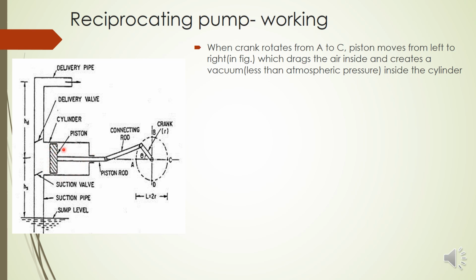So the movement of the piston will drag the air towards the right. That will create a vacuum pressure. So what do you mean by vacuum pressure? Pressure less than atmospheric pressure. So these things are happening. In the first phase, the piston moves from left to right because the crank is moving from A to C, and that will drag the air towards the right, and we will create a vacuum pressure.